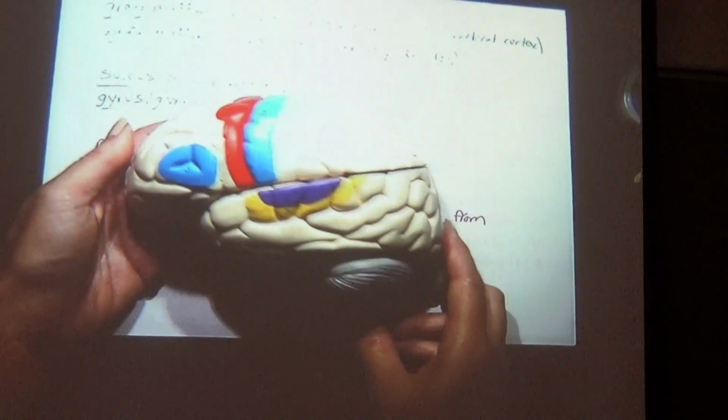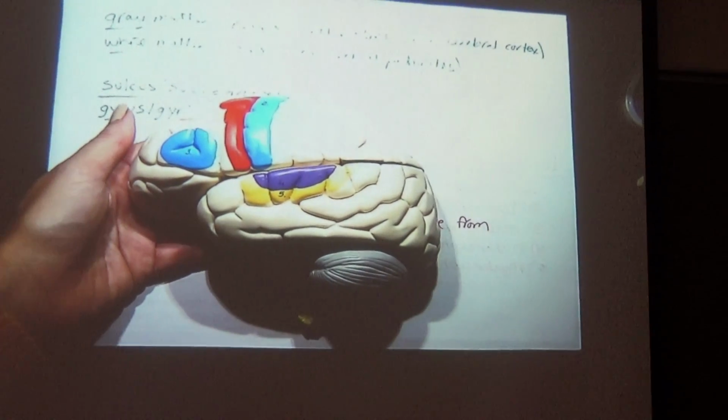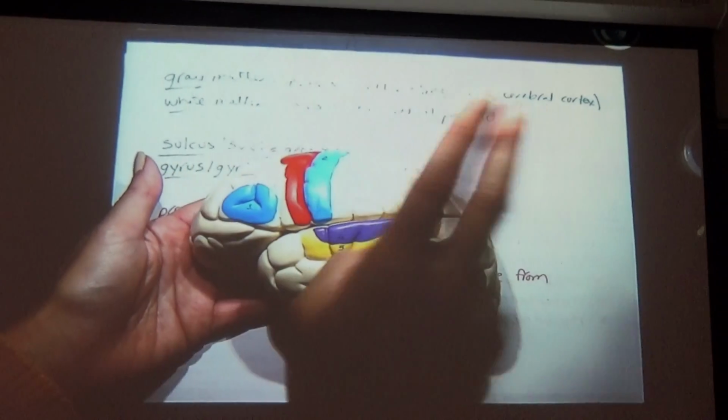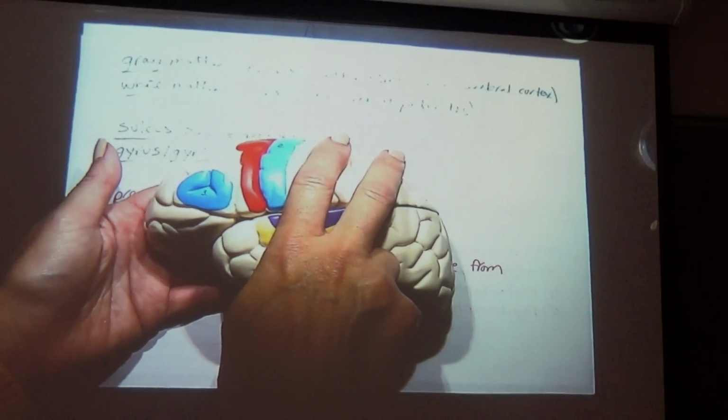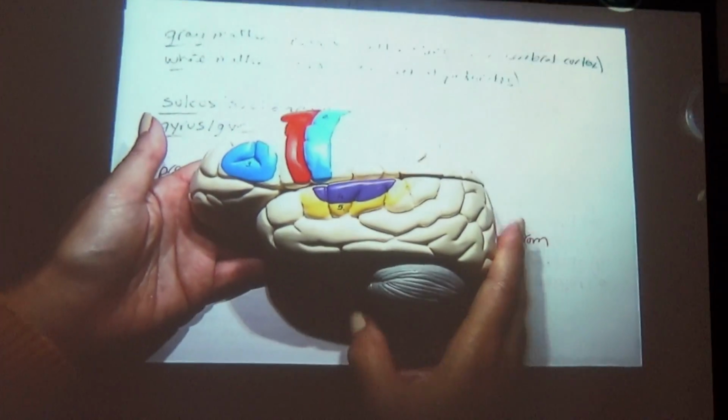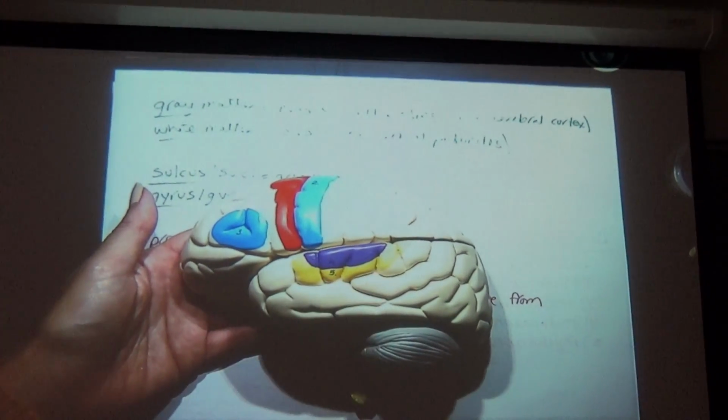So the lobes, those are easy. I think you probably already know them. Frontal lobe in the front, parietal lobes at the top, occipital lobe in the back, temporal lobe by the ears, so that's easy.